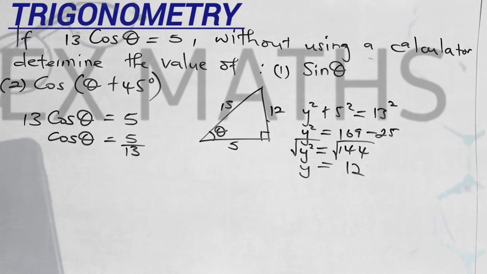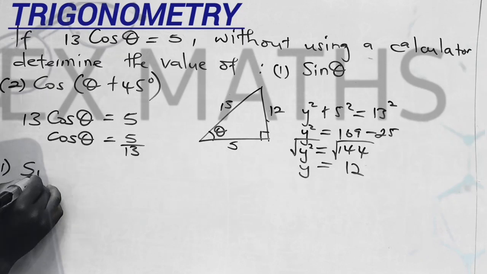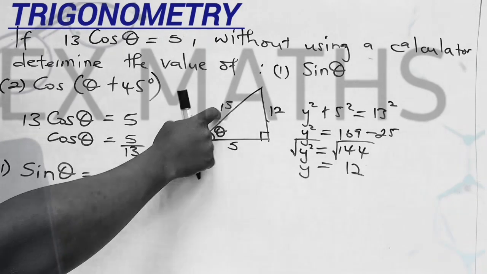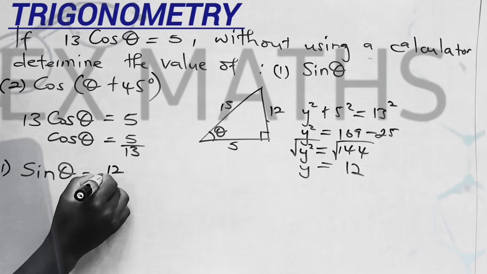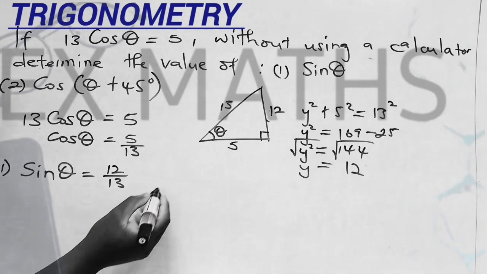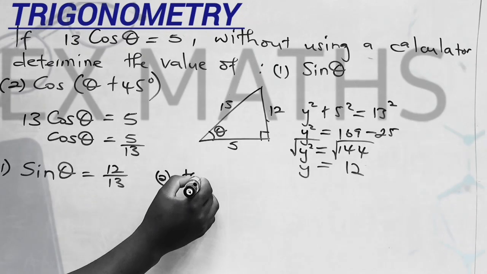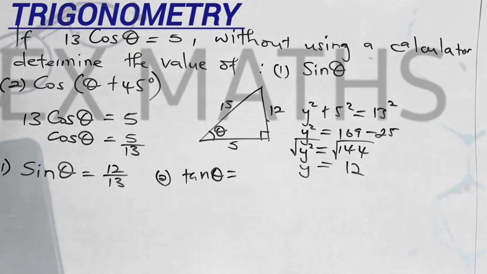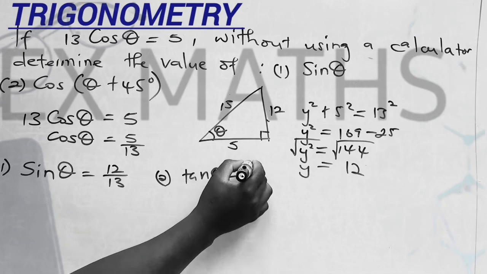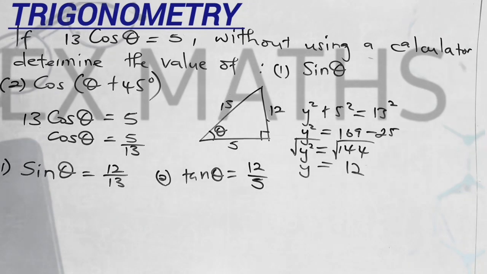So the first question says determine the value of sin theta. So sin theta, from trig ratio, sin theta is opposite over hypotenuse, which is 12 over 13. That's the value of sin theta. If they ask tan theta, let me just get tan theta. Tan theta is equal to opposite over adjacent, which is 12 over 5.